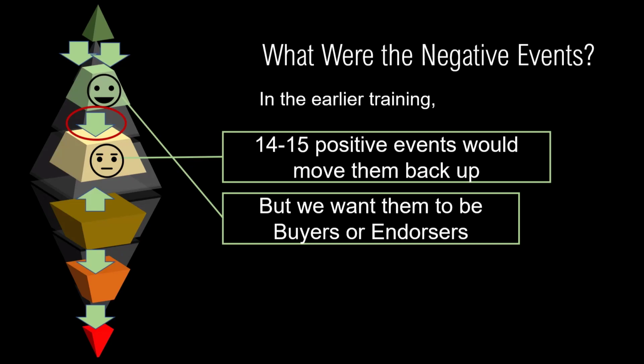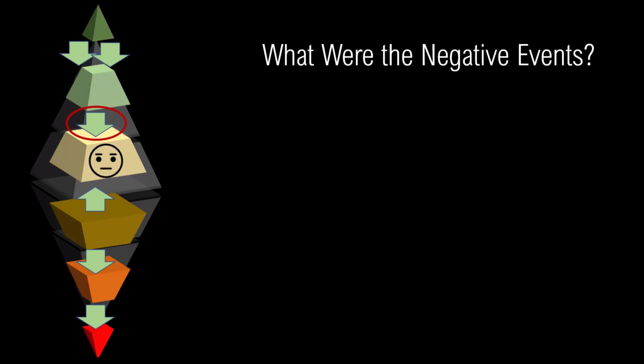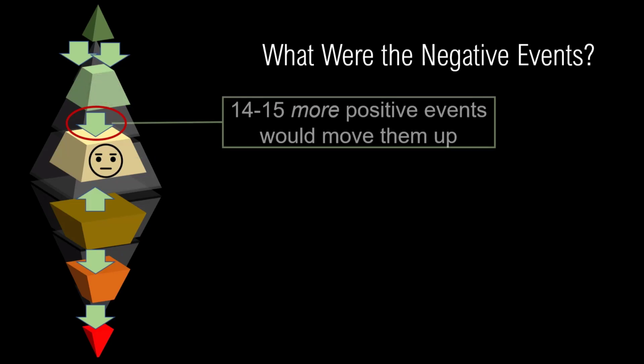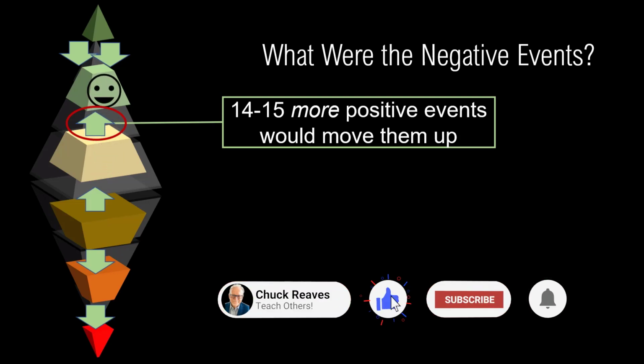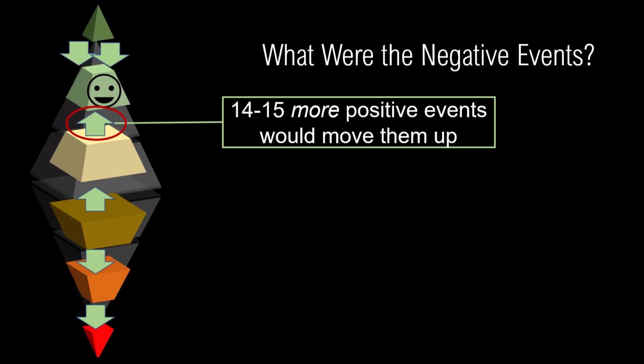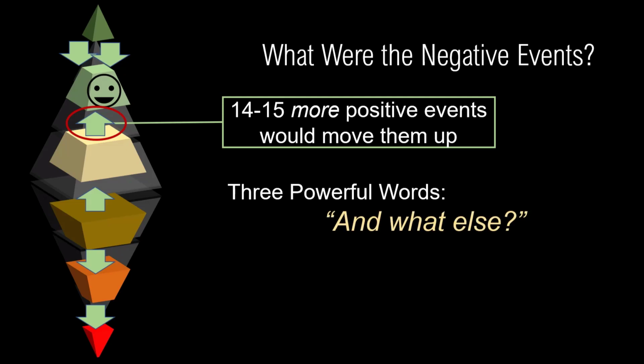So how do we go about doing that? 14 to 15 more positive events would move them up. Let's see how we could make that happen while we're moving them up from the ranks of the dissatisfied mutes. There are three powerful words that are used in sales and customer service, and I encourage you to use these whenever it seems appropriate. The words are, and what else? And what else? What else could the customer tell us that would enable us to serve them even better?